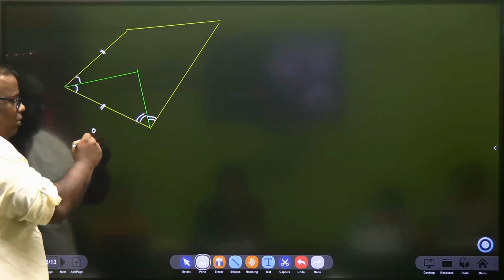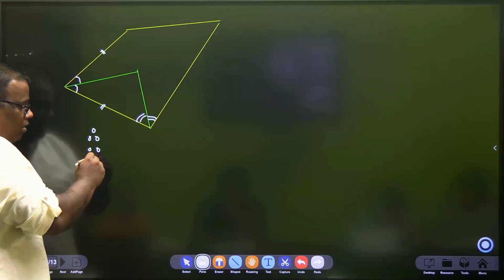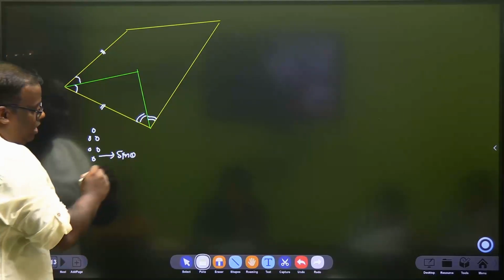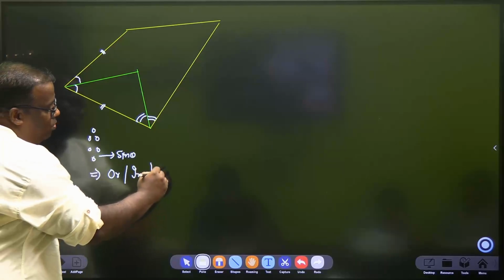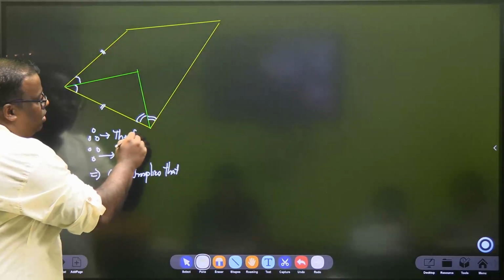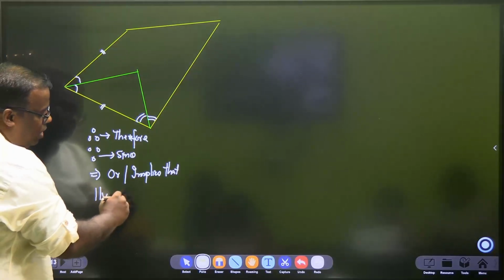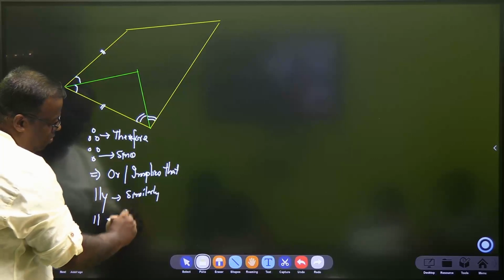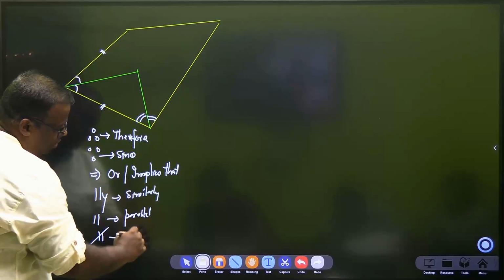Further, do you know the meaning of this symbol? This stands for since. This stands for because, since geometry does not make you write so many things. This stands for implies that. This stands for therefore. If you think you knew, very good. If you think you have some confusion, please write, because I am writing. This stands for similarly. This stands for parallel. This stands for not parallel.